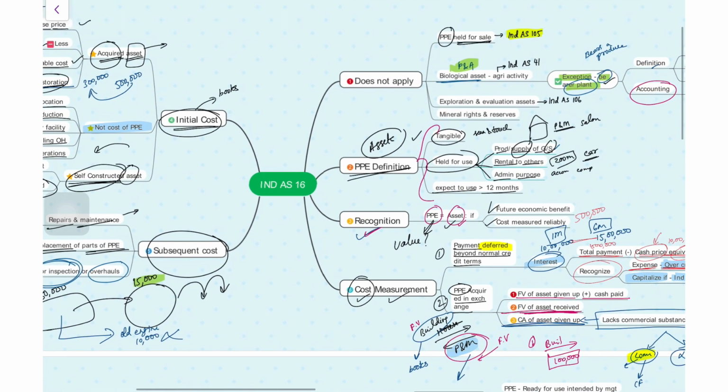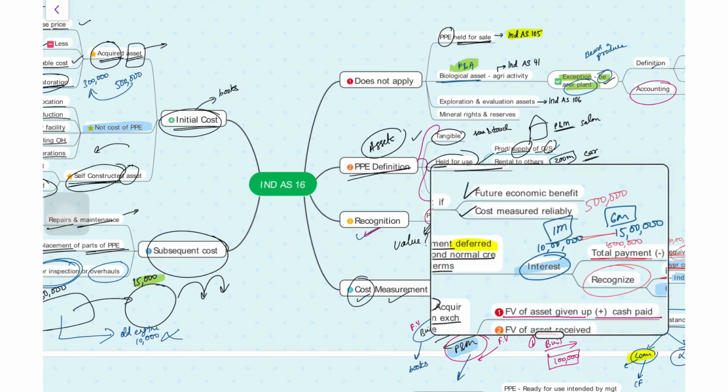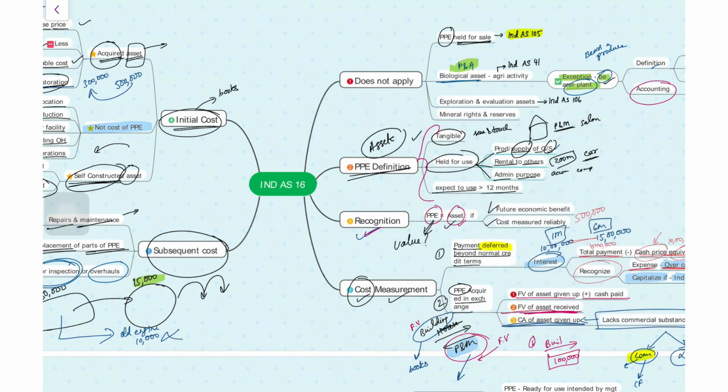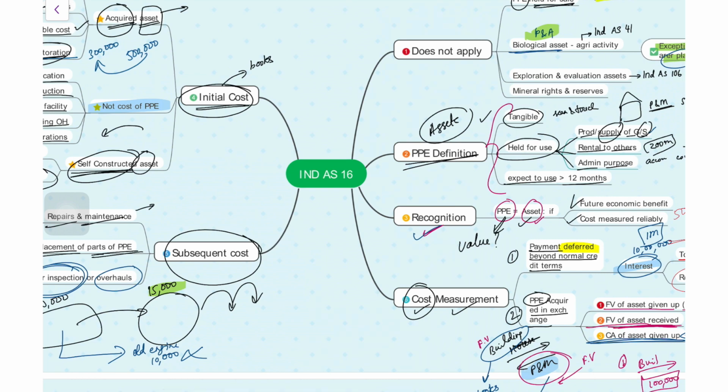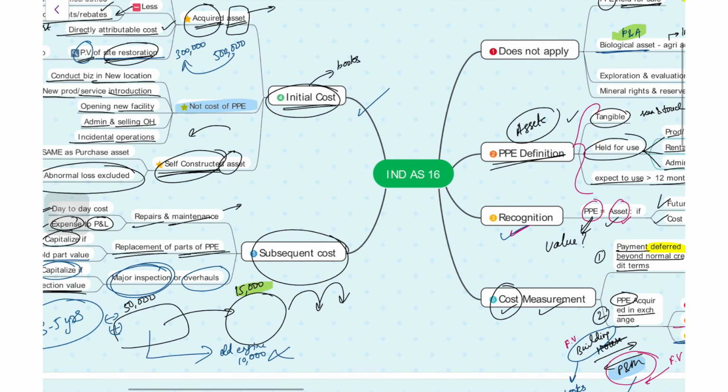Now we have come towards the end of the first part, so let's quickly go through this. First, we started with the definition of PPE, where we read that it must be tangible, it should be held for use, and it should be expected to be used for more than 12 months. Then you read the recognition criteria, where you understood that it must give future economic benefit and cost must also be measured reliably. Then we understood at what cost you're going to put it in your books, whether it is an acquired asset or a self-constructed asset.